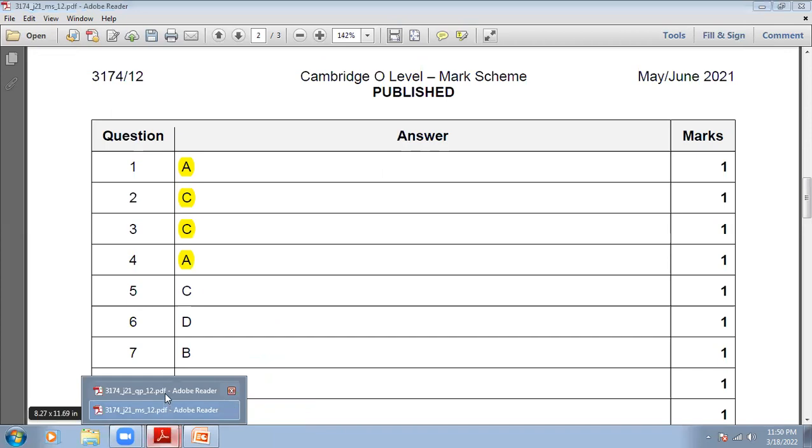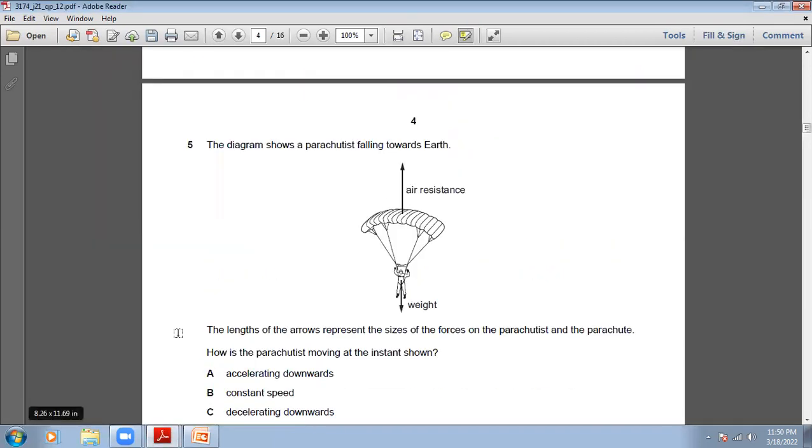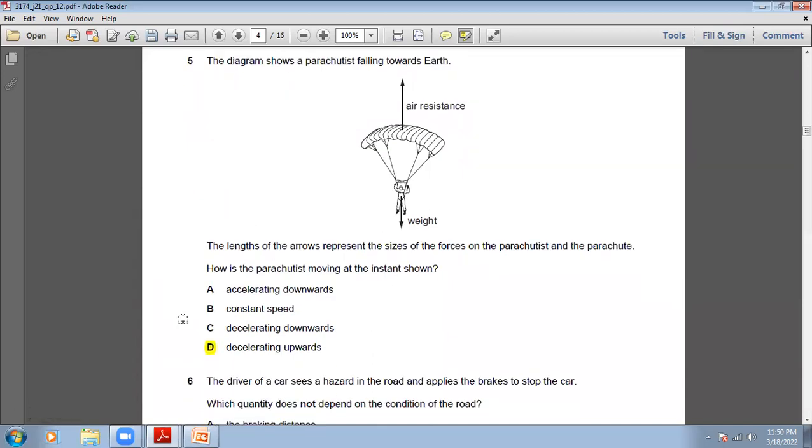Question number 5, I think they have taken C choice, decreasing. Sorry. The body, I think C is the right choice. I used the wrong word.